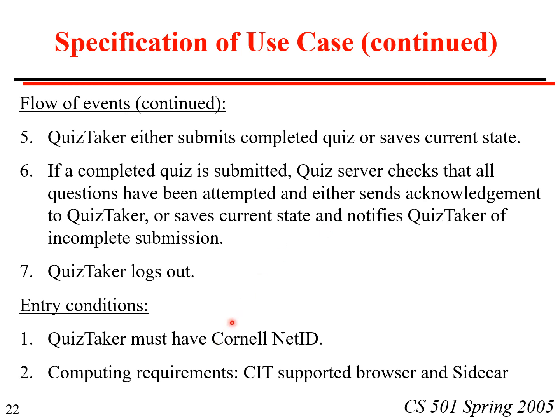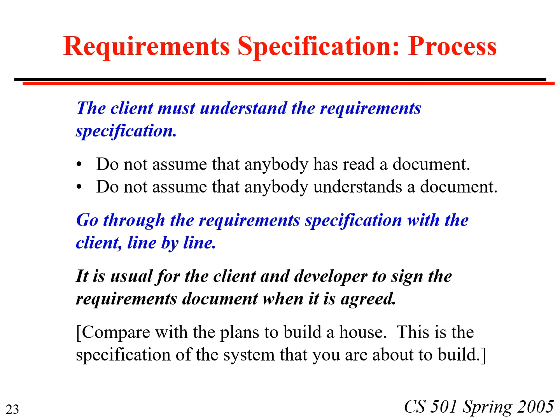Now the quiz taker saves the current state, is notified of incomplete submission, and logs out. Entry condition: the quiz taker must have a Cornell net ID, because that particular institute or university is Cornell, and computing requirements will be whatever hardware and software is required there. Now the client must understand the requirements properly. Specification: do not assume that anybody has read a document. Do not assume that anybody understands the document. You have to clearly specify the detailing and elaboration, so that whenever the user reads the document, they understand what the system is about.